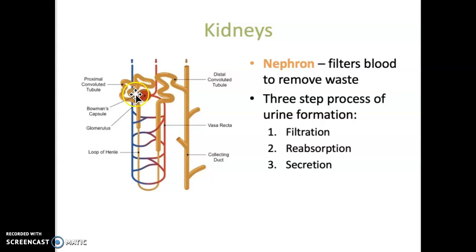This is the glomerulus, which is in red. It's just a ball of capillaries, a big mass of capillaries. And the Bowman's capsule or glomerular capsule, which surrounds it. The rest of the nephron is called the renal tubule. So it's this long tube that kind of coils and loops around.